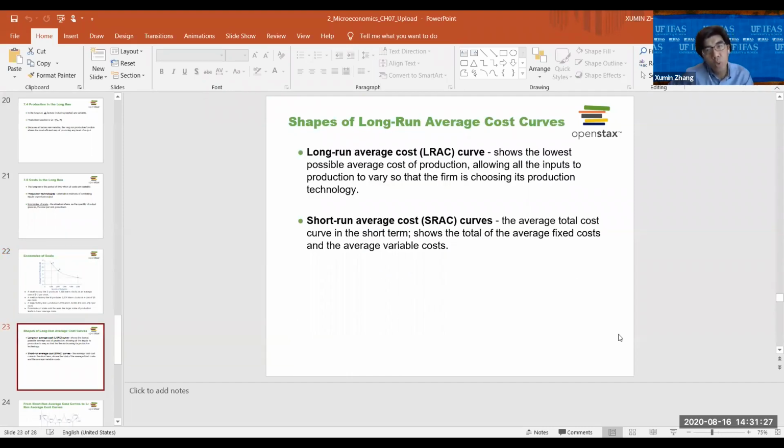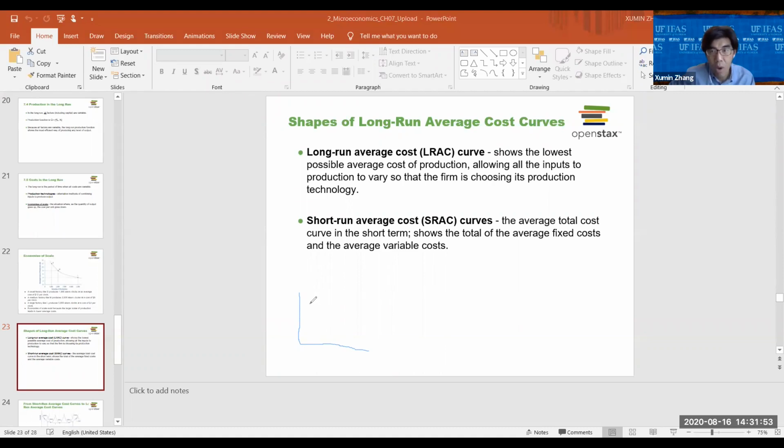There are two average cost curves I need to introduce to you. The first one is the long run average cost curve. The second is the short run average cost curve. The short run average cost curve, you have already seen. Simply speaking, this is more like a curve.